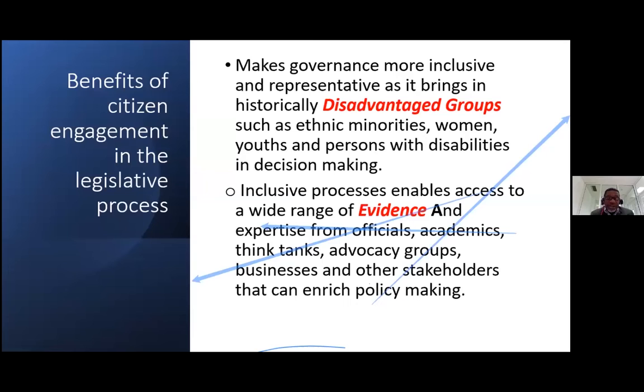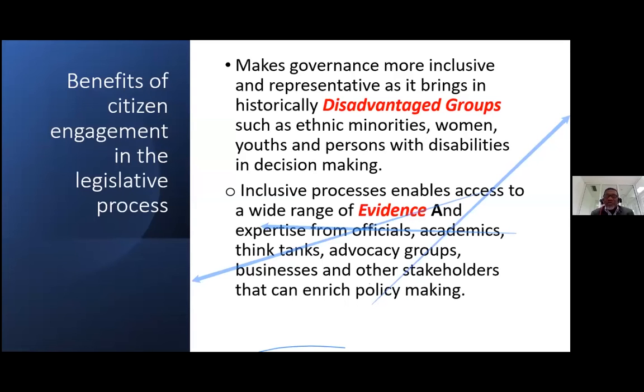Another thing is the issue of being able to collect evidence and generate evidence. At the end of the day, whether it's legislature, executive, or judiciary, decisions have to be made. And decisions need to be made based on what is the actual situation, not anecdotal situation, not on the whim.